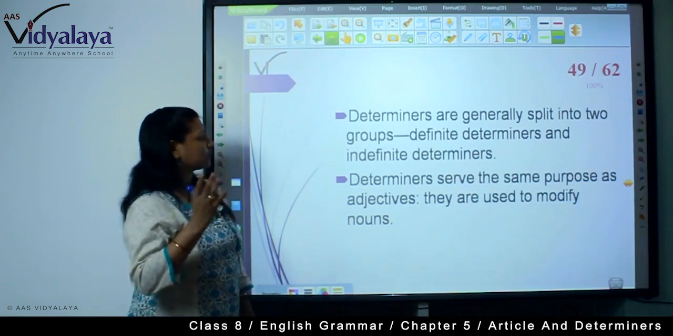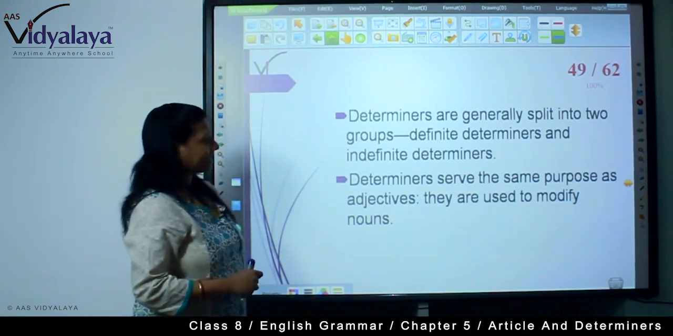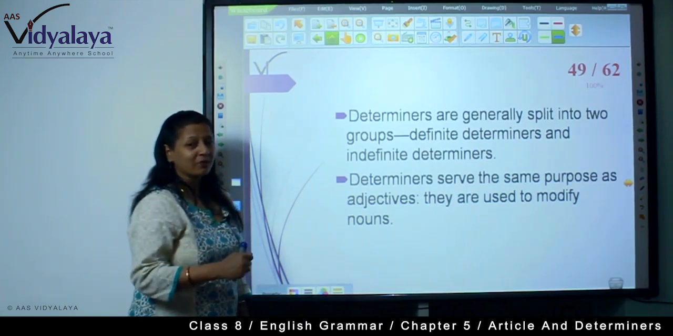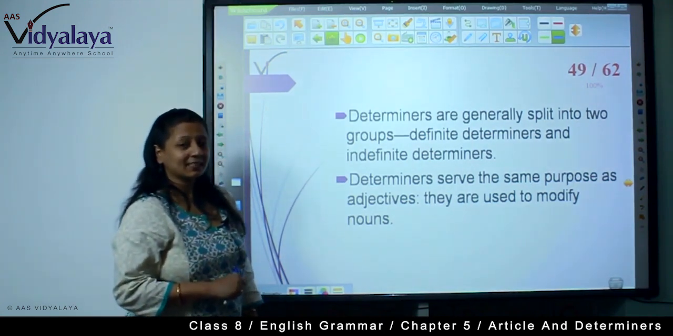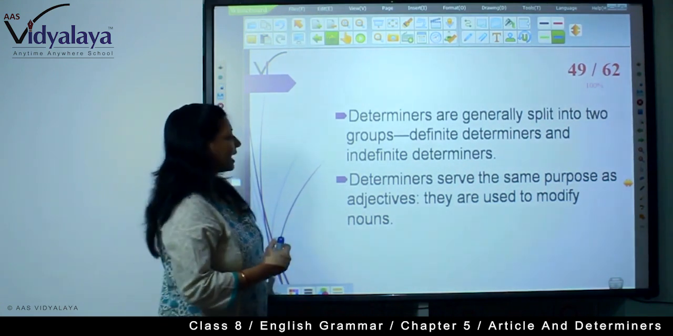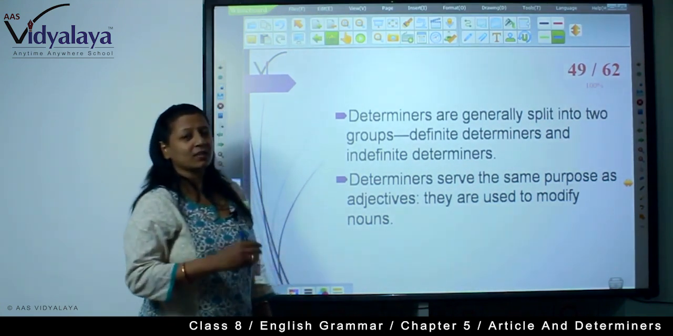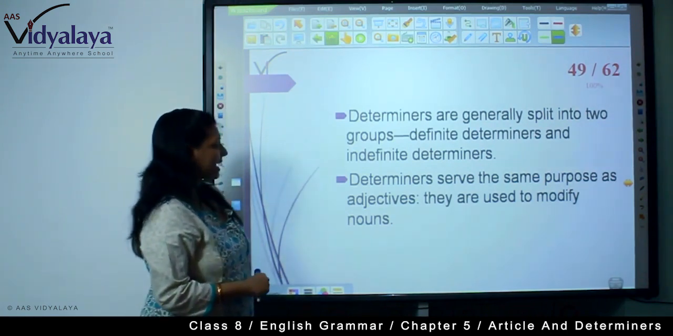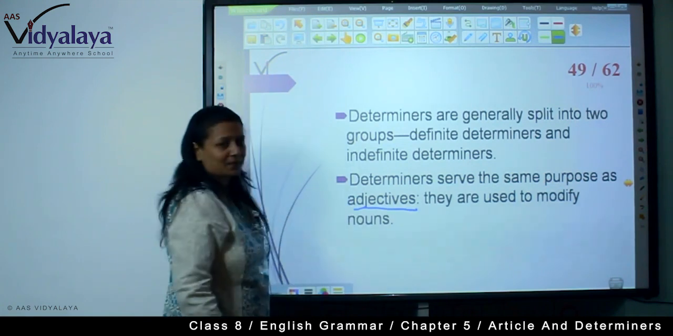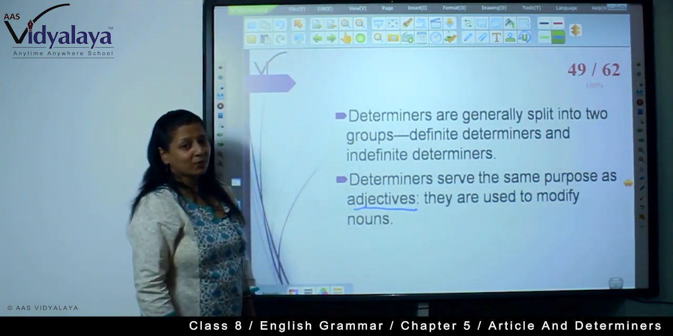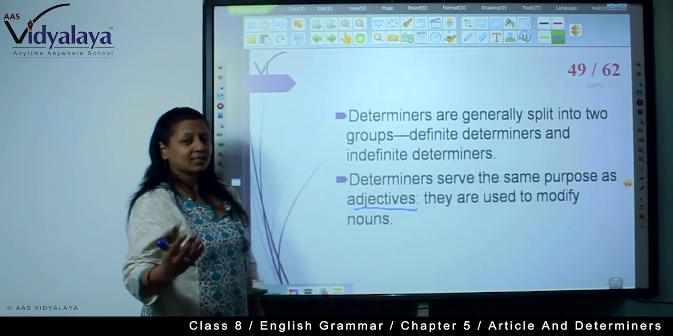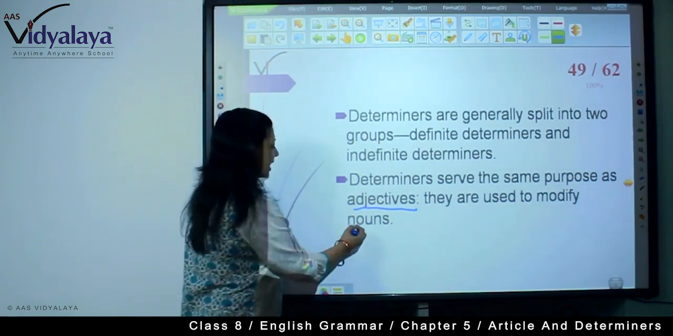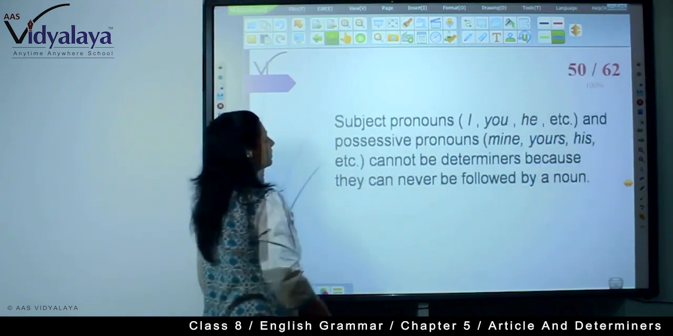Determiners are generally split into two groups, definite determiners and indefinite determiners. In the definite determiners, what we have? We have the, and in indefinite determiners we have a and an. Now determiners serve the same purpose as adjectives. The way we use adjectives, determiners serve the same purpose. They are used to modify nouns.